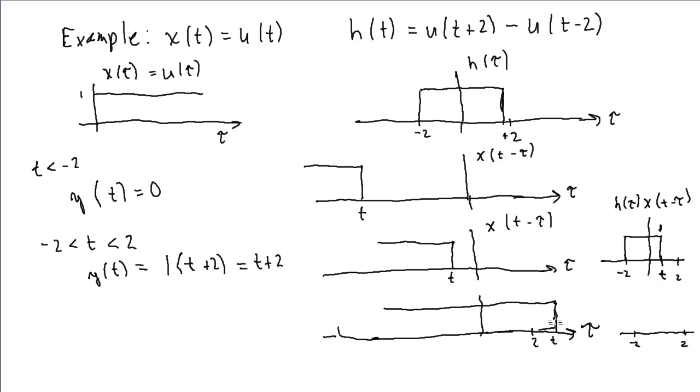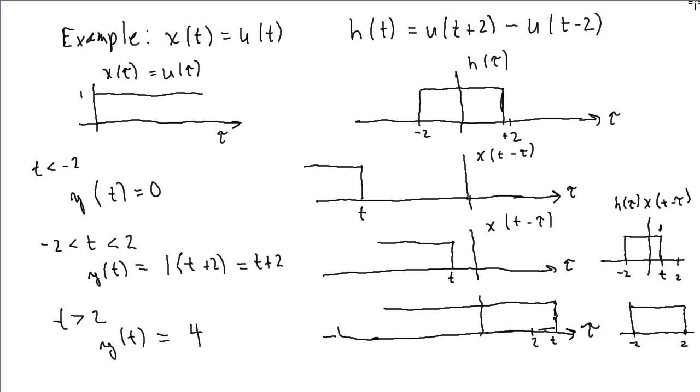So in the case where it doesn't matter what t is, as long as t is greater than 2, the form of the integral won't change. It'll look exactly like this. It'll have a height of 1 and a width of 4. So in this region, for t greater than 2, we have y of t is equal to 4.